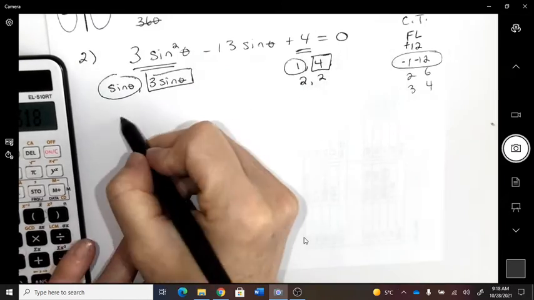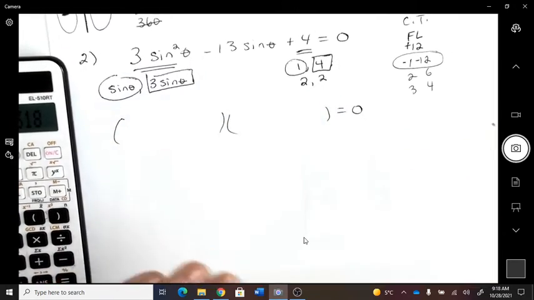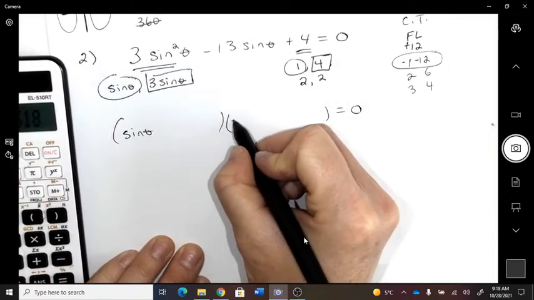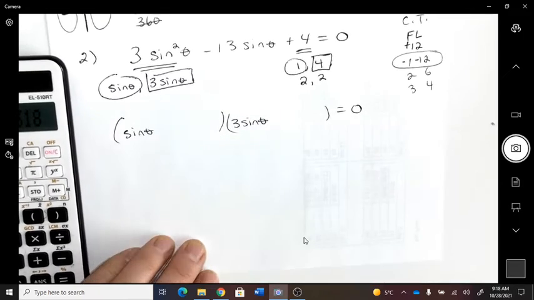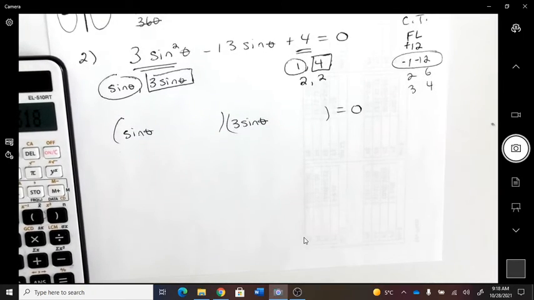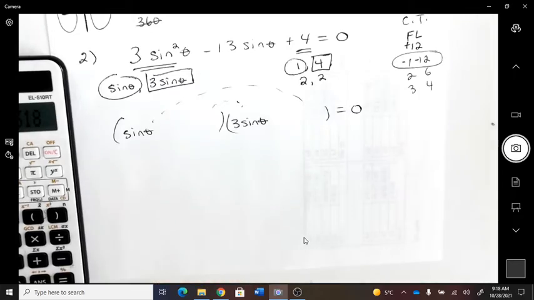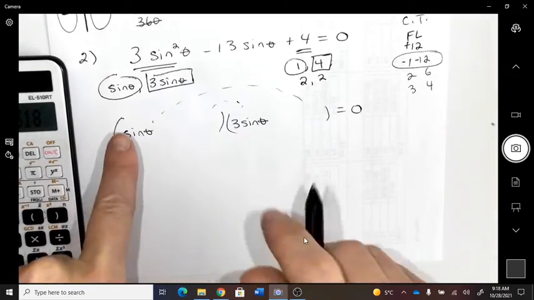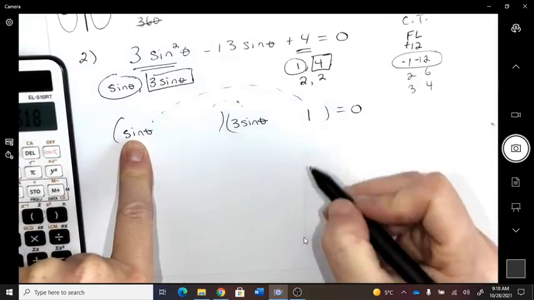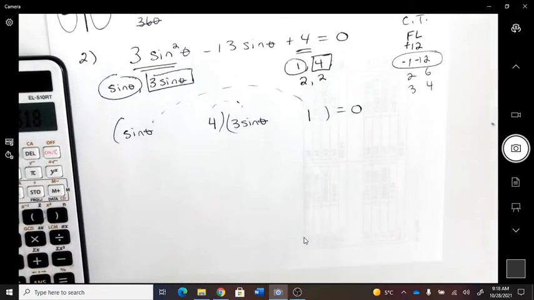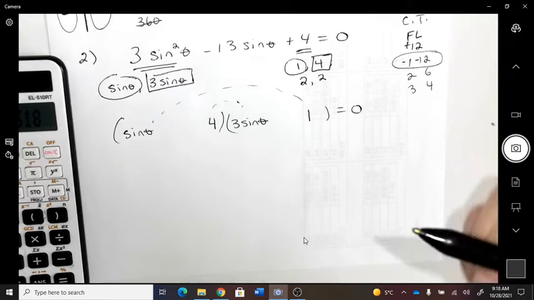Okay, so I'm going to set it up. 2 brackets. So I'm going to go sine theta, 3 sine theta, because that's my 3 sine squared theta. Okay, I'm going to draw swivels like this to be an O pair, an I pair. So I did sine with a 1 and 3 sine with a 4. Do you see my out and my in? That makes a 1 and a 12. Together that's going to make 13.